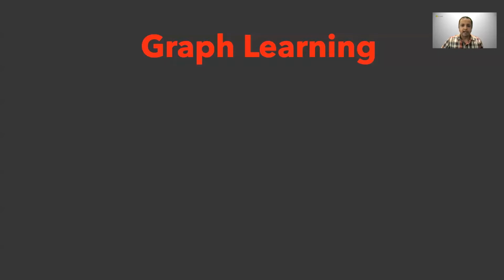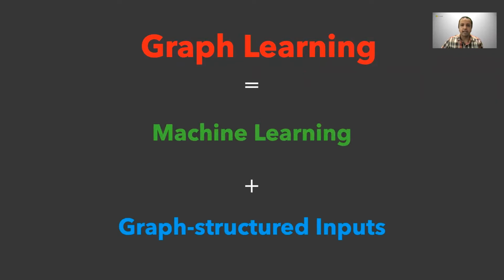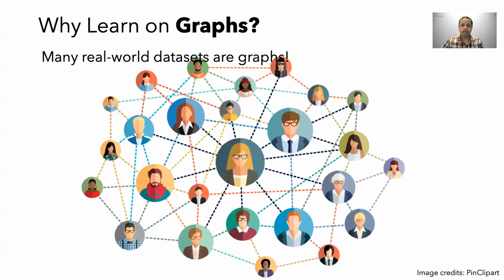Let me begin by describing what we mean by the term graph learning. Very broadly, graph learning refers to machine learning where the input to the learning is graph structured data or data that can be represented as graphs. You may wonder why anyone would want to learn on graph structured inputs. Well, it turns out that many real world data sets are graphs.